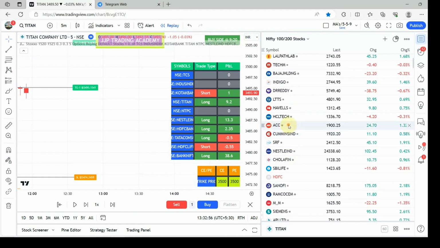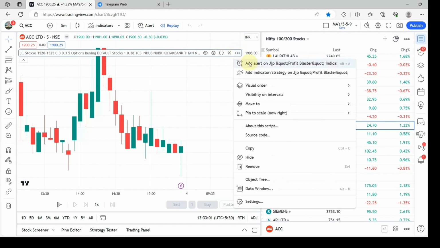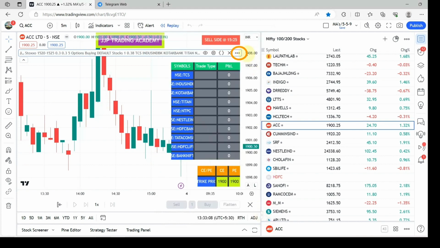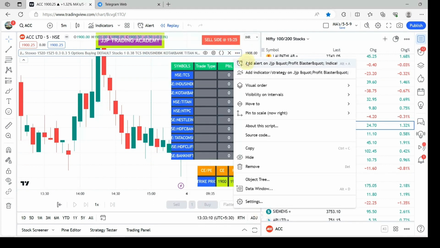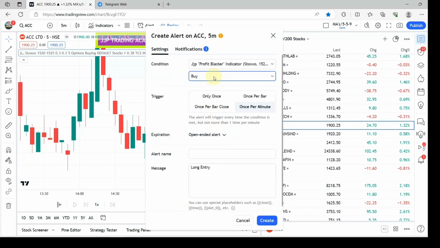If you want to take any other trade, like ACC, you just go onto the particular stock and create an alert with HP entries. You should enable the HP entry, then create the alert. Then only this will work for HP entries. So now you can go for buy or sell, long entry or short entry. Every alert you can keep perfectly.